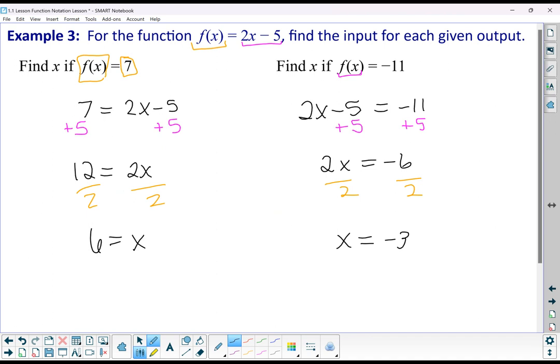So these two problems were different from the problems we did prior because in this case, we were given the output and we were trying to calculate the input or figure out which input results in that output.